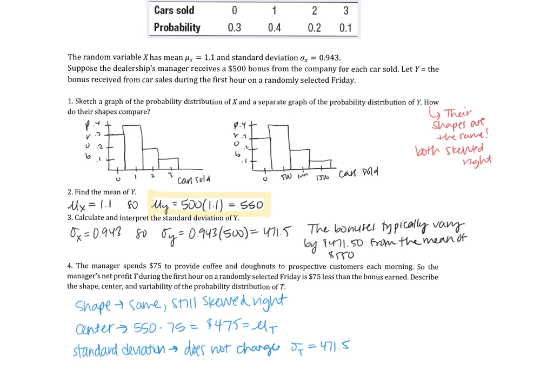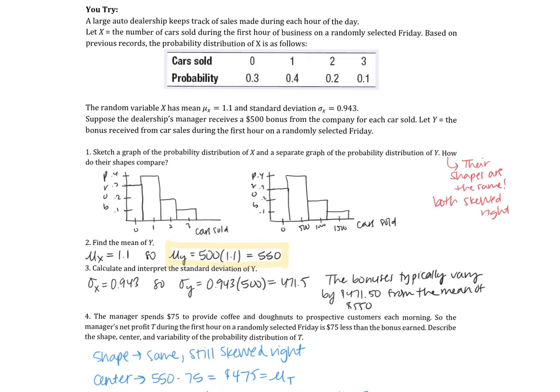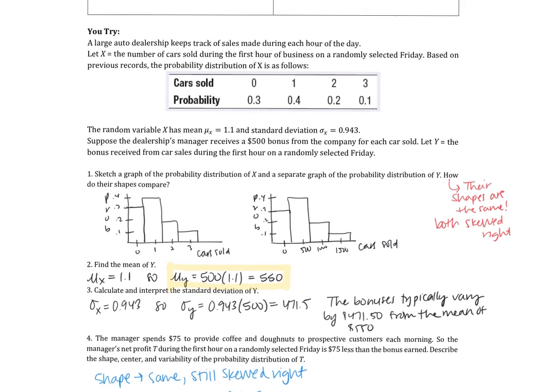Hello everyone, let's start by going over our practice from yesterday's lesson, our lesson on transforming. So what we're looking at here is a distribution with a random variable X with a mean of 1.1 and a standard deviation of 0.943. Remember that X is the number of cars sold during the first hour of business on a randomly selected Friday. So let's keep in mind that that is the first random variable that we're looking at right here.